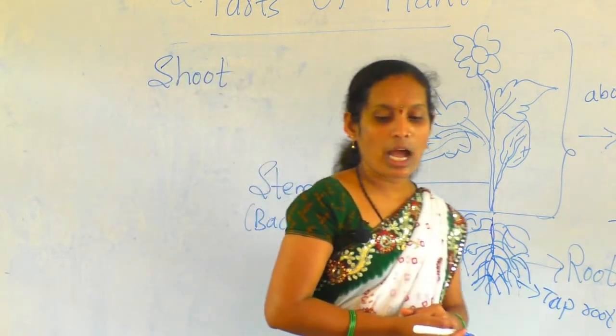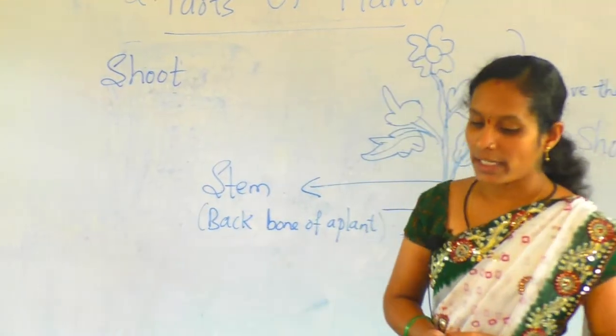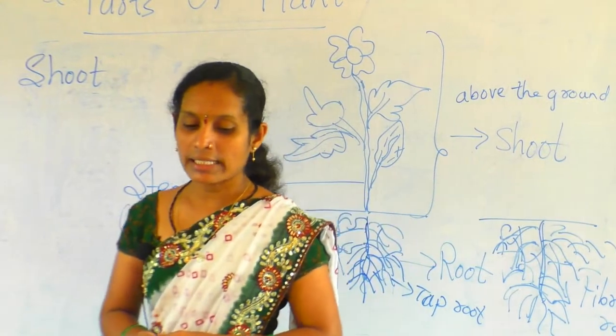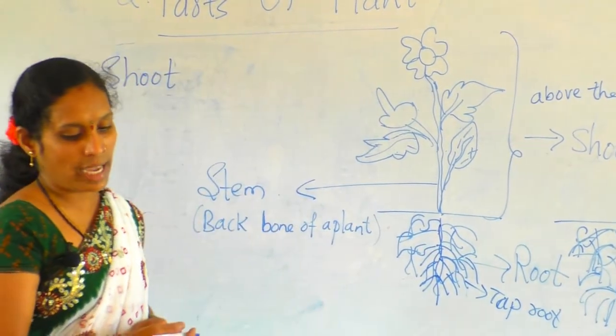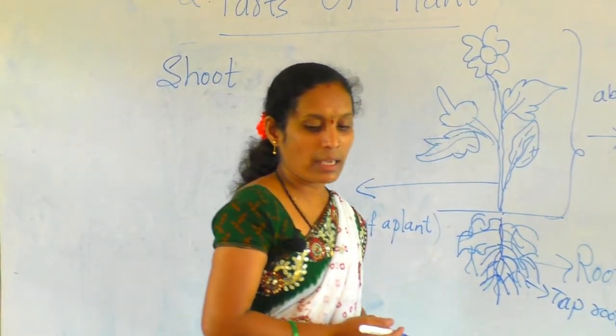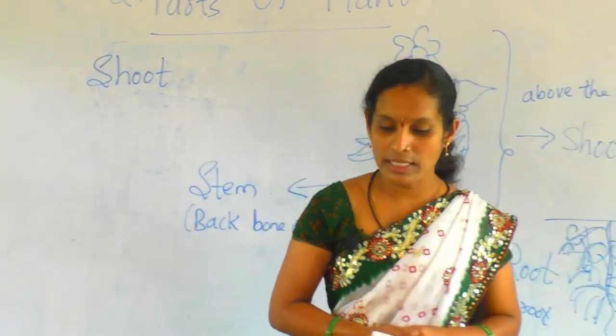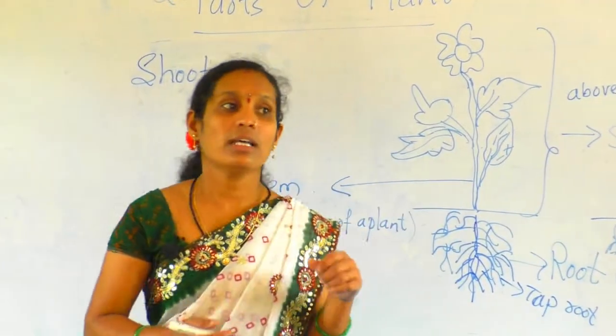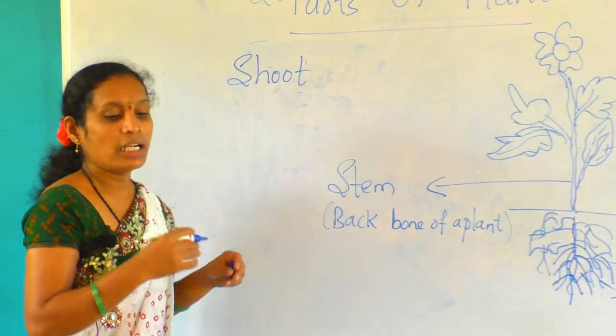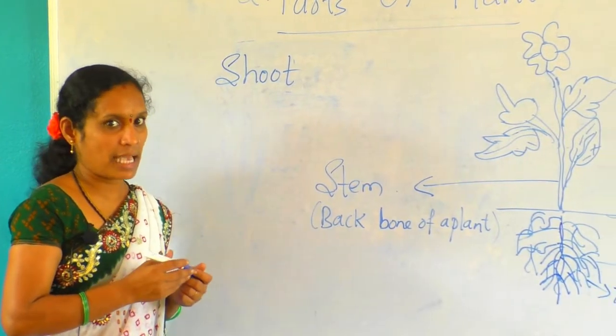Let us now learn about the other parts of the plant. Walk into the garden and collect as many leaves as you can. Are all the leaves the same size and shape? No. Some leaves are different in shape and size.